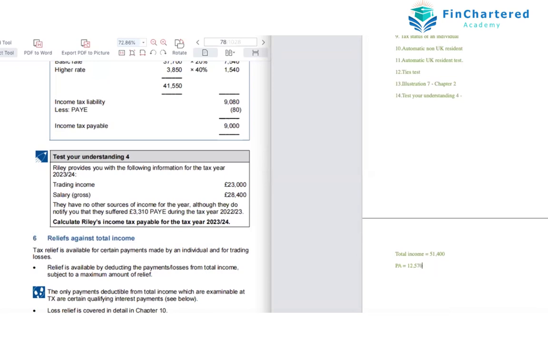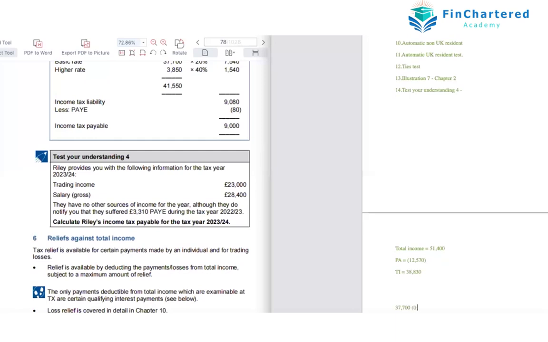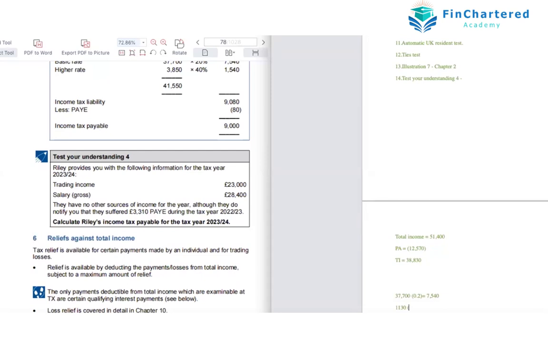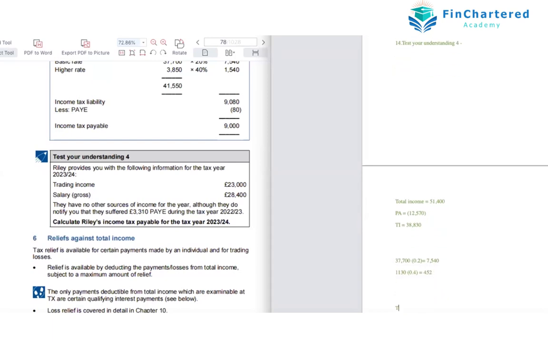Personal allowance is 12,570. So his taxable income is how much? 38,830 is his taxable income. So up to 37,700, he will be taxed at 20%, which is 7,540. And anything in excess of that, how much is the excess? 1,130 will be taxed at 40%. 40% of 1,130 is 452. Therefore, his total tax liability is 7,992, correct?